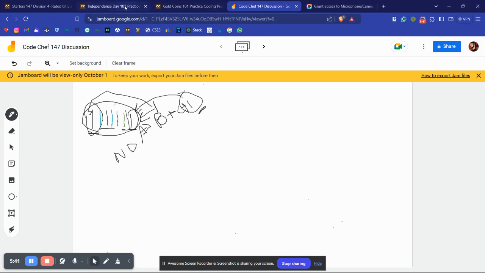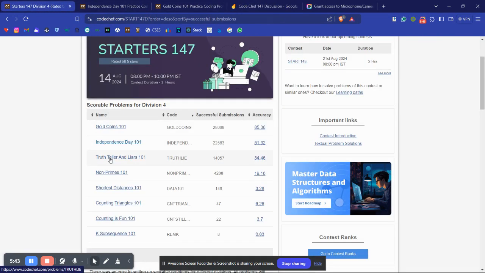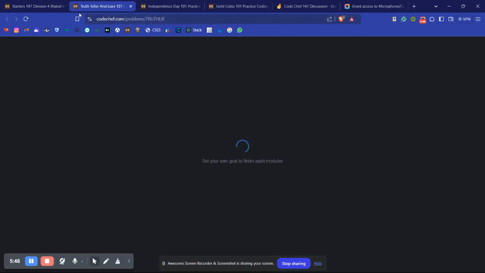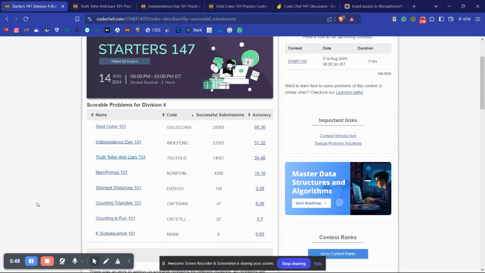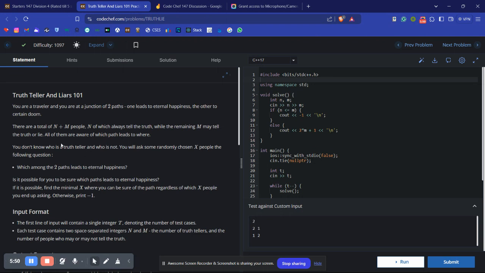Let us move to the third question. Here we have to find out which path leads to which location. There are a total of N plus M people, and N people always tell the truth while M people always lie. We know the number of people who say the truth and the number who lie, but we don't know which person belongs to which group.